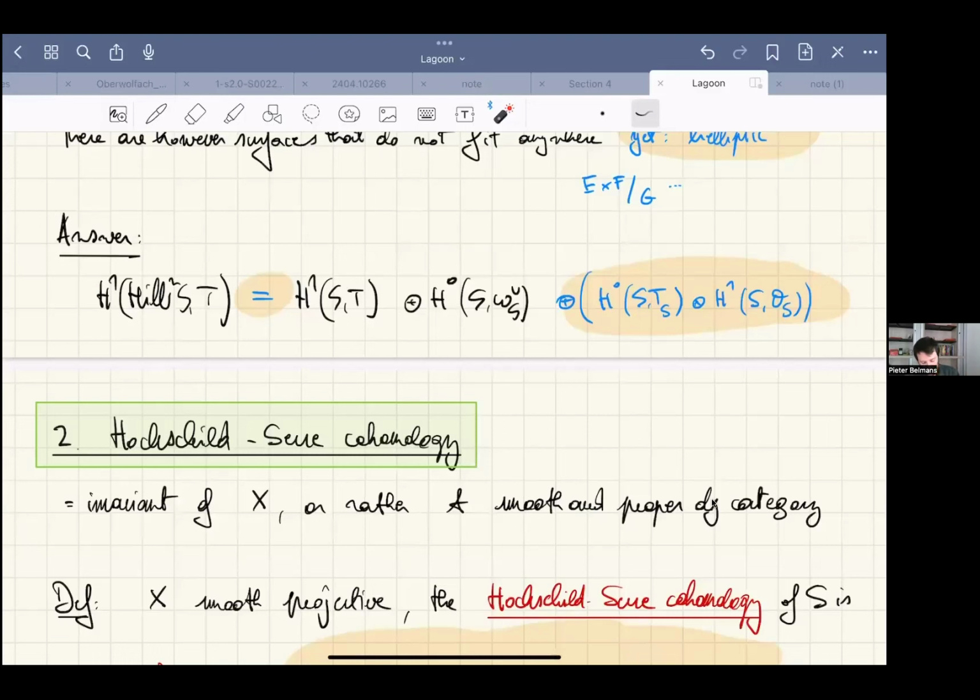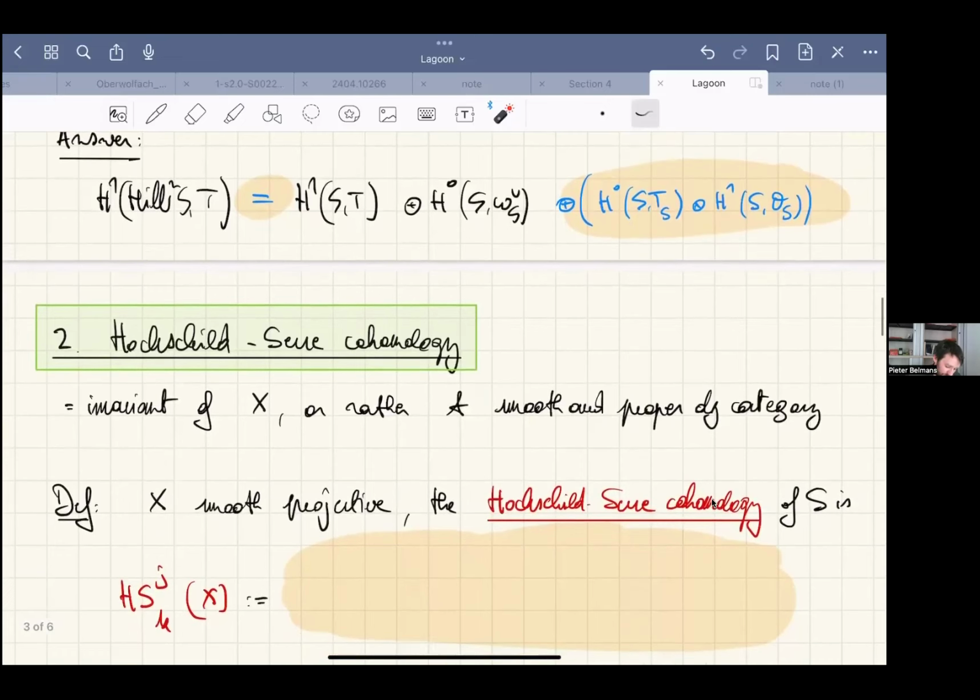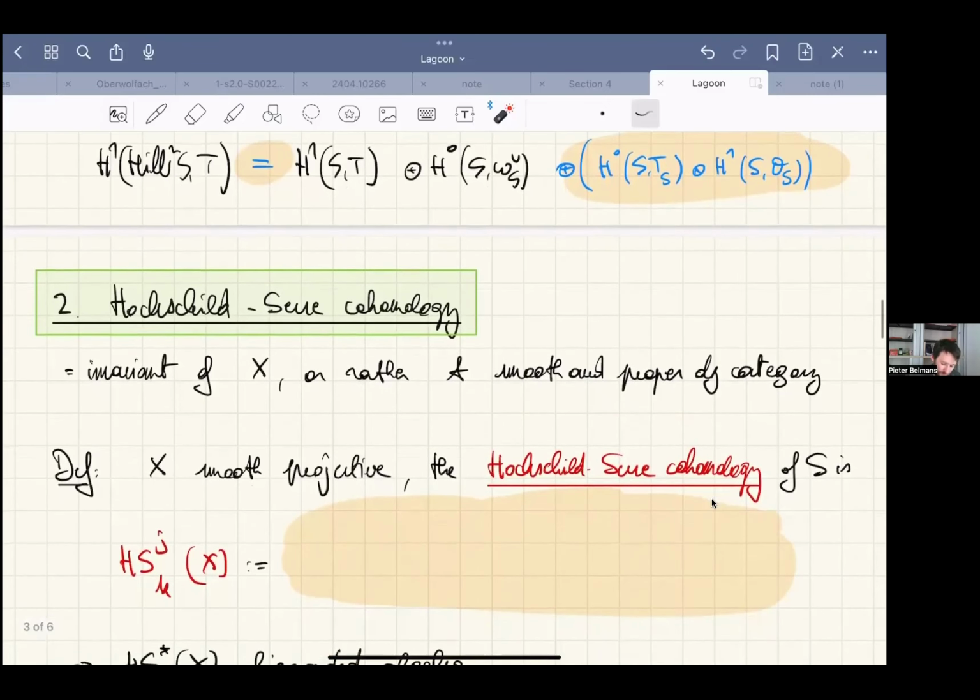By no means is this a new notion. This existed at least 20 years ago, but it didn't have a name. And it wasn't used that often since its introduction. So we just needed a good convenient name for this. And so we thought that Hochschild-Serre is a good name for this. And we will see by defining it why it's called Hochschild-Serre. So you can define this for an arbitrary smooth and proper DG category. But let's first define it for a variety.